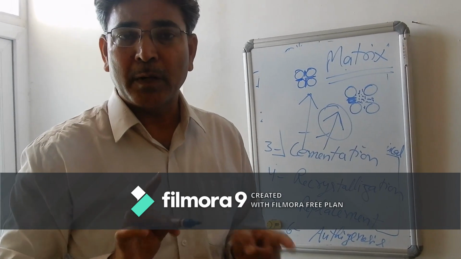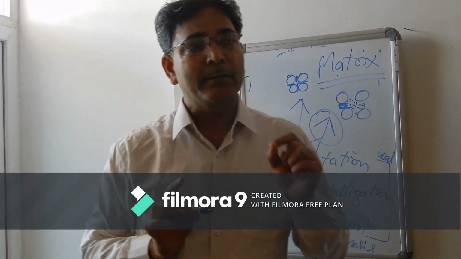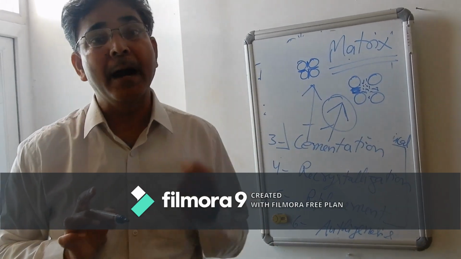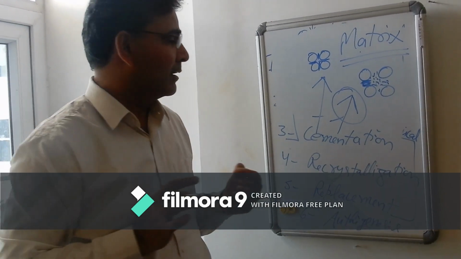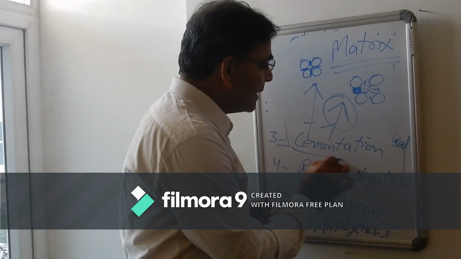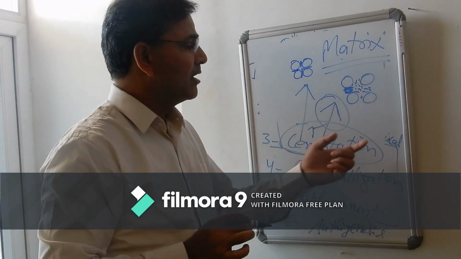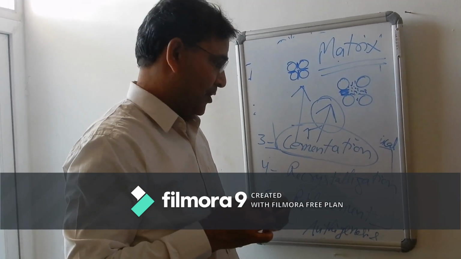So what is the difference between matrix and cement? Matrix is primary, whereas cement is secondary. Matrix fills the intergranular space, whereas cement binds the matrix and the grains together. So cementation is a very essential process of lithification, which is chemical in nature.